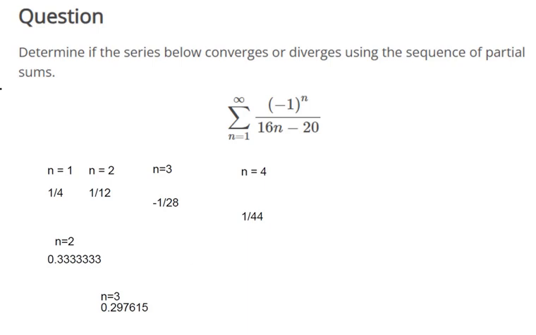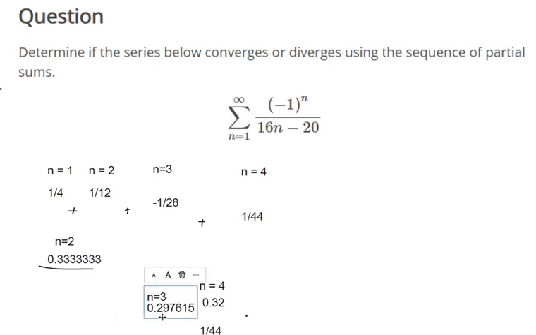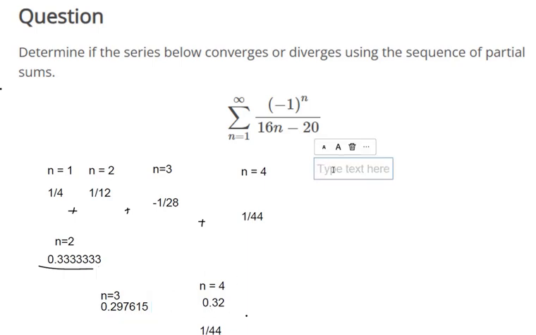And then for n equals 4, add that together, so that's 0.32. And sorry, I'm getting a little messy here. All I'm doing is I'm just adding these up. 1/4 plus 1/12 plus -1/28 plus this. And so if we keep going, it looks like it might be alternating around 1/3. So let's go get another term to check.